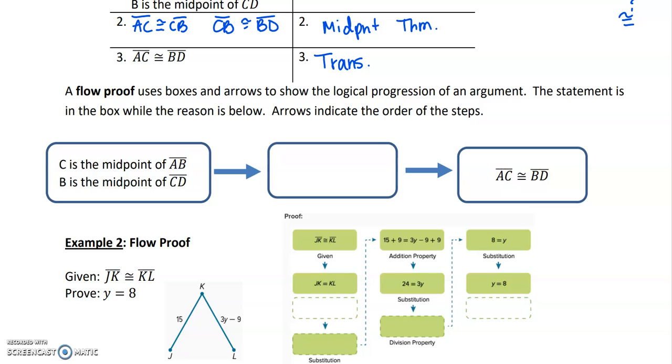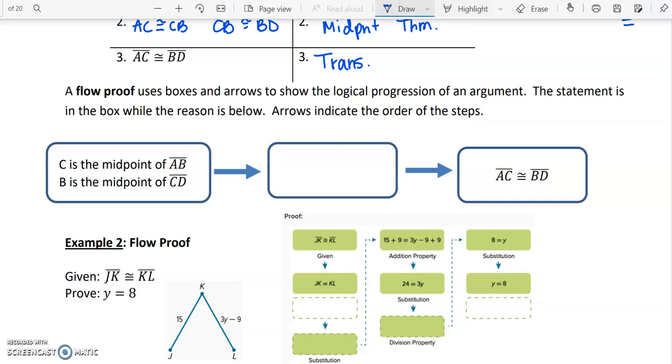Next, we're going to take a look at flowchart. Flowchart is just like it looks. It kind of flows and it's more of a chart. So boxes and arrows, and it still shows that logical argument progression. The statements are in the box and the reasons are below.